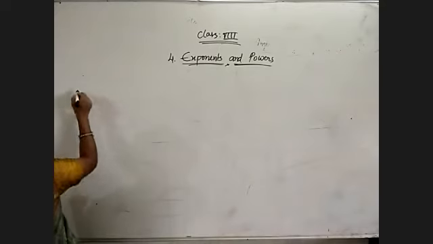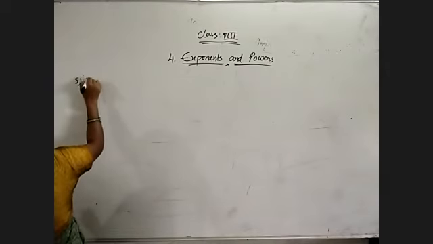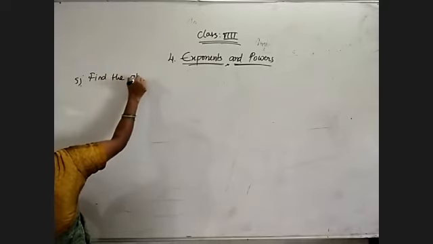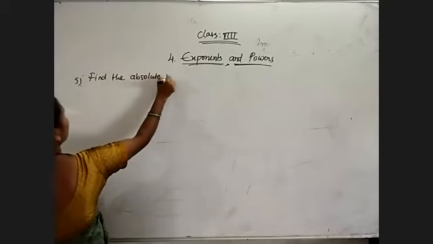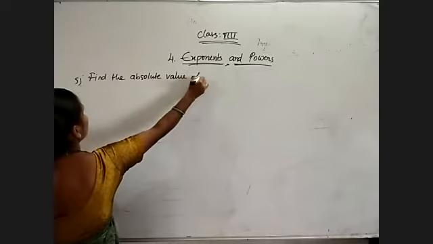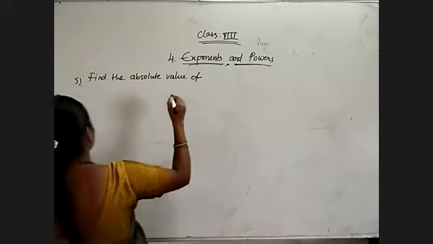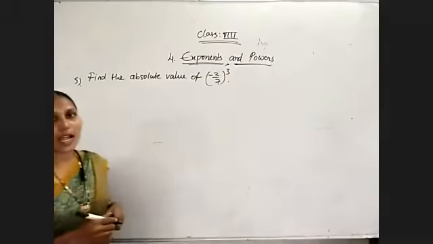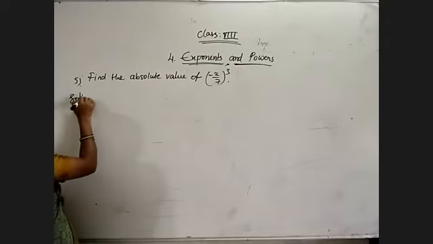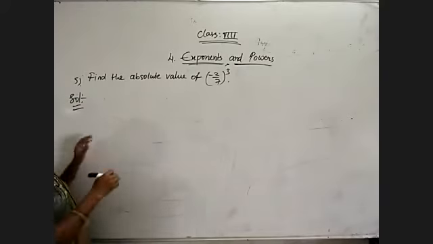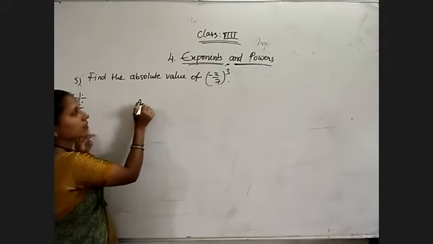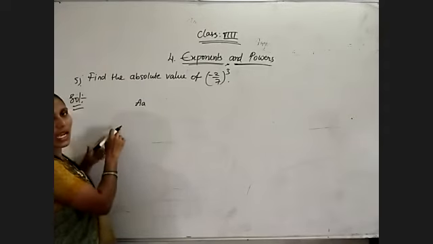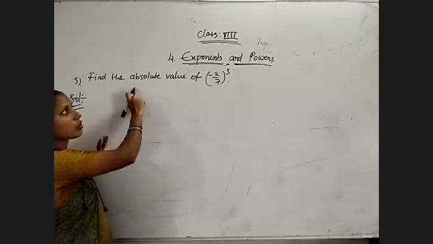And one of the questions they have given: find the value of the absolute value of (-2/7) whole cube. Absolute value in the sense, see, additive inverse we know, multiplicative inverse we know, additive identity and multiplicative identity we know. But what about absolute value?